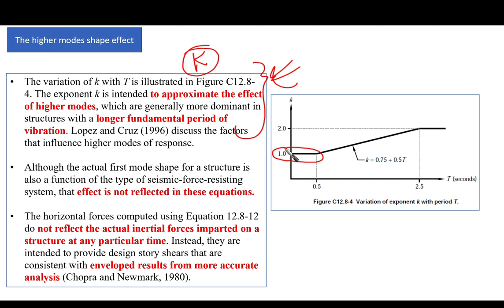Okay, so that's the case here. No higher mode effects, and the curve of the equation here is going to be linear. But k equal to 2 means higher mode effect contribution, and it is going to be something like this. And in between, some interpolation will be used.